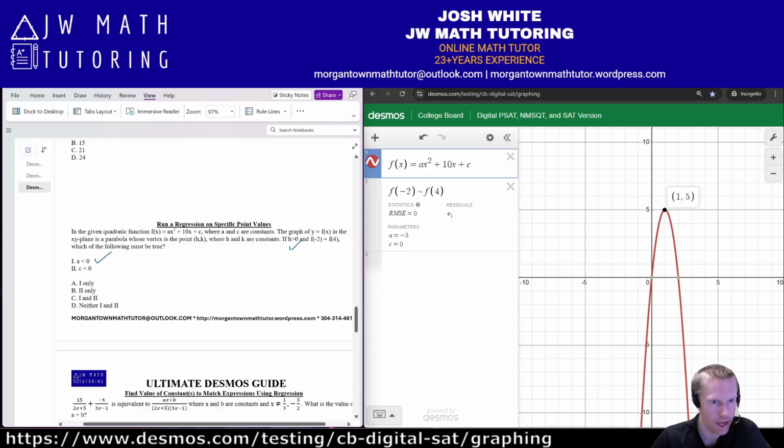Is it true that c is less than 0? Here the c value is 0. So we found at least one example where c is not less than 0. It's equal to 0, and 0 is not less than 0. Therefore, this is not necessarily true, it does not have to be true. So this is gone, this is gone. We're basically down to A or D.